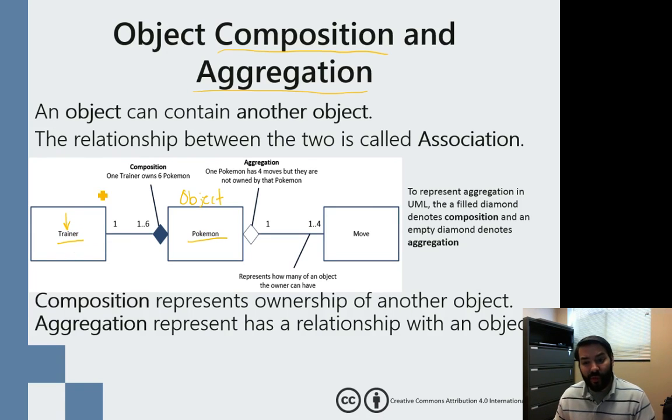And any one trainer can own 1 to 6 Pokemon. Because that trainer is owning a specific Pokemon, two people can't own the same Pikachu or Bulbasaur or whatever. This is known as composition. One object owns 6 Pokemon. One object owns another object, or owns instances of another object.